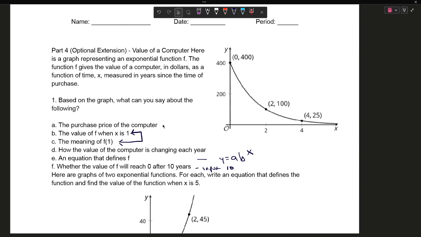So then how the value of the computer is changing every year? So find the rate, and an equation that defines f. So remember, initial point times your rate. And your rate's going to be greater than 0, less than 1. Then once you have the equation, f is asking you to plug in 10 to see if the y value is going to reach 0 or if it had already reached 0.